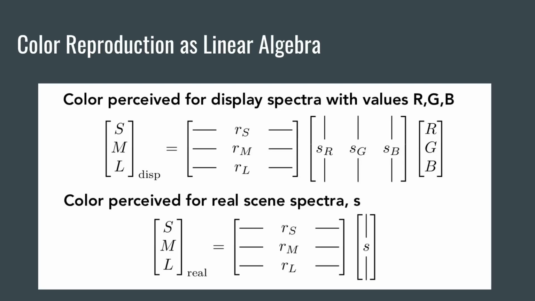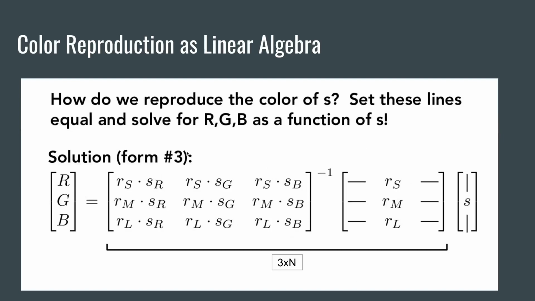Okay, and then this last part is just talking about, say we're given some real world scene and we want to show this on a display. So we're given some real scene spectra, and then we have our response curves of our cones, and then we have our spectral emissions for a given display. How do we determine this RGB to show? Well, we just equate the 2 equations and then solve for RGB.